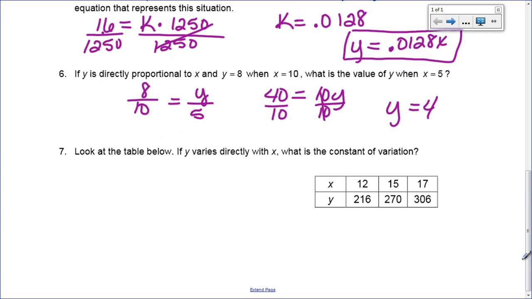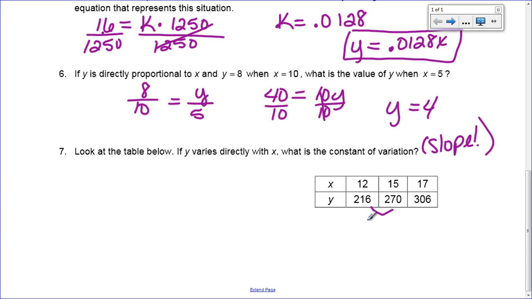It says, look at the table below. If y varies directly with x, what's the constant of variation? They're asking you to find the rate of change. They want the slope. So you're just going to use the table and find your change in y over your change in x. Okay? You can also do what we've been doing and plug it into the y equals kx problem and find out what k equals, but all they're really asking for is the rate of change or the slope.